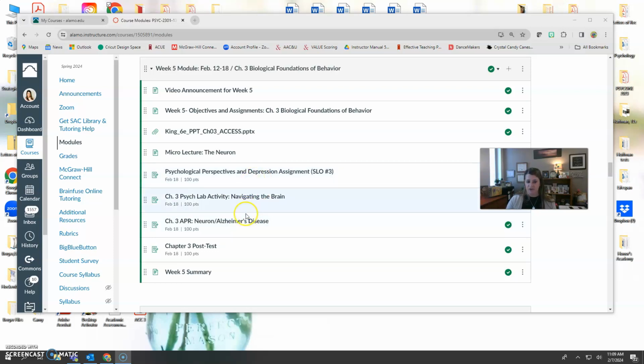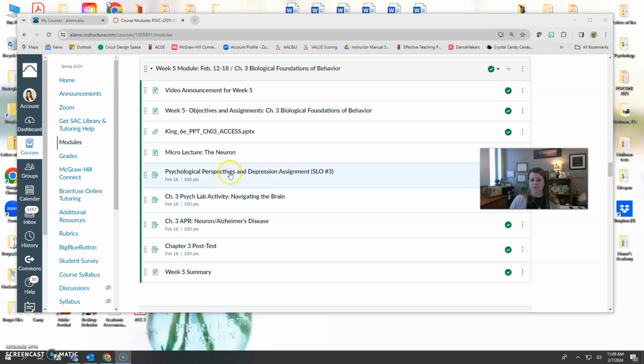Let's look at your 2 Connect assignments for this week. One is over navigating the brain, helping you to understand how we break the brain down into different parts and some functionality of the brain. And then another Connect assignment over the neuron and its role in Alzheimer's disease, and then your chapter 3 quiz. So 2 Connect assignments plus the chapter 3 quiz.